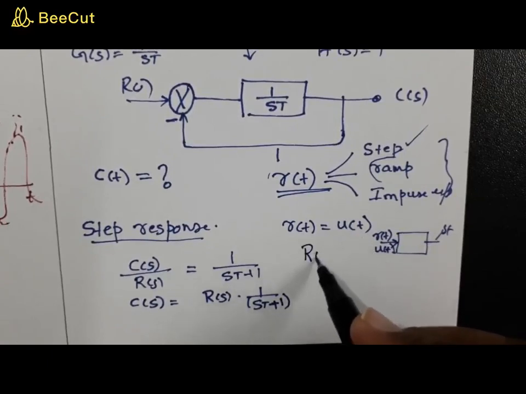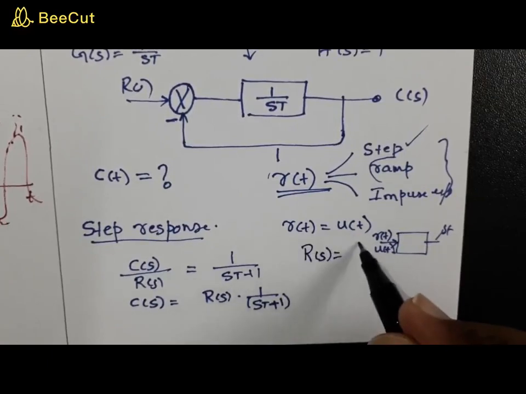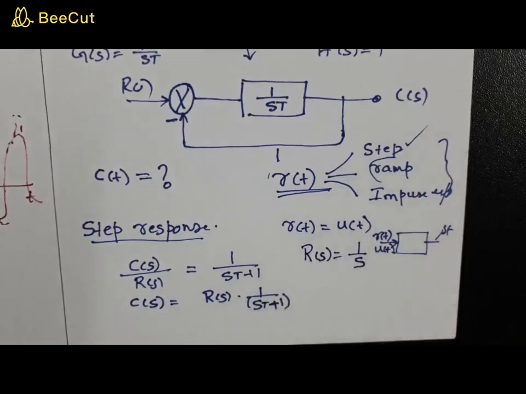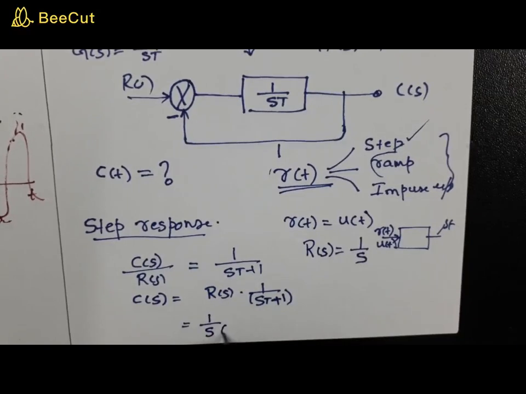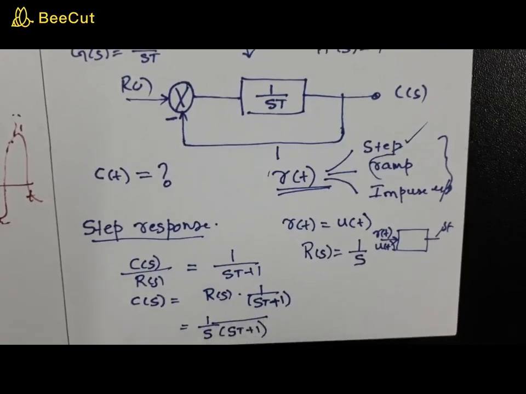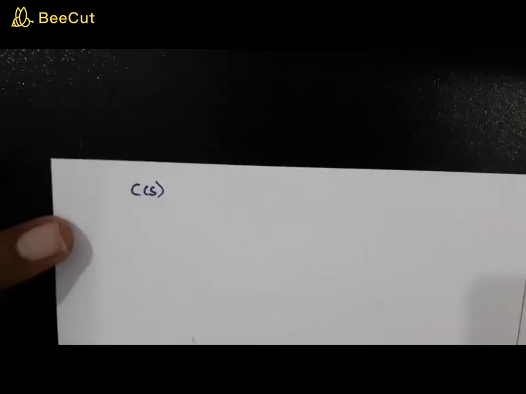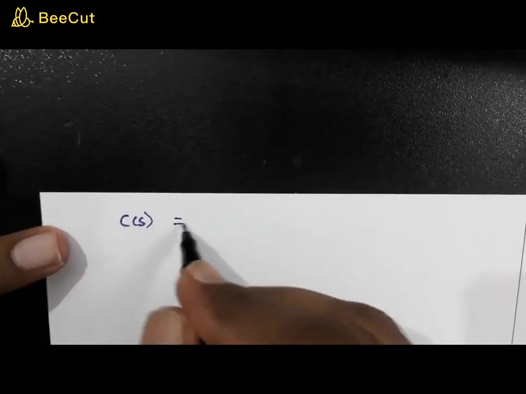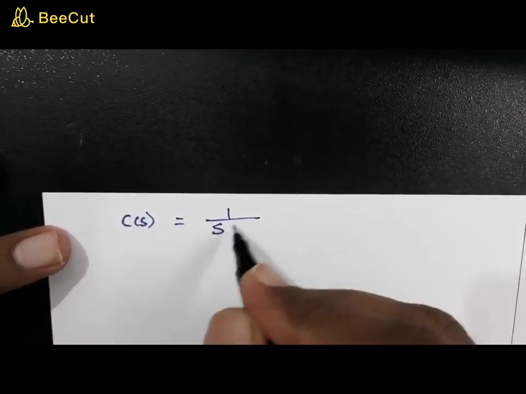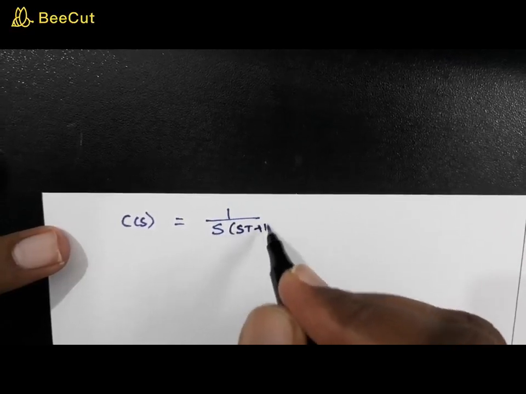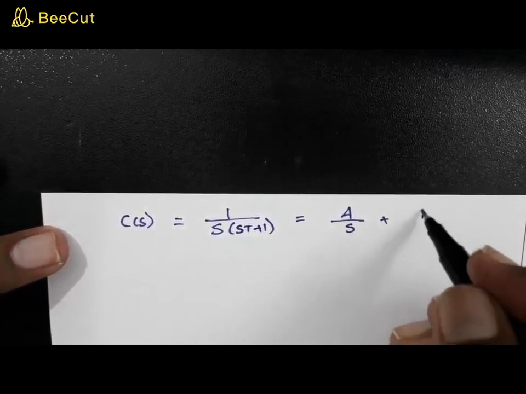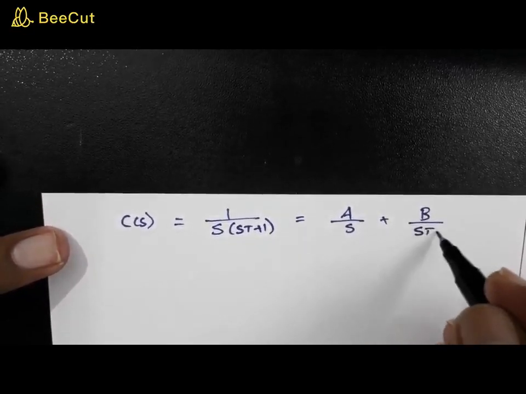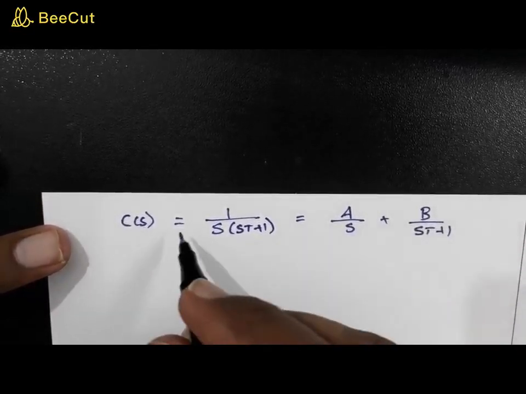So, how will you find out R of s? It is the Laplace transform of u of t, which is 1 by s, right? So, this will be 1 by s into st plus 1, so your C of s is equal to 1 by s into st plus 1. So this can be written as a by s plus b by st plus 1.